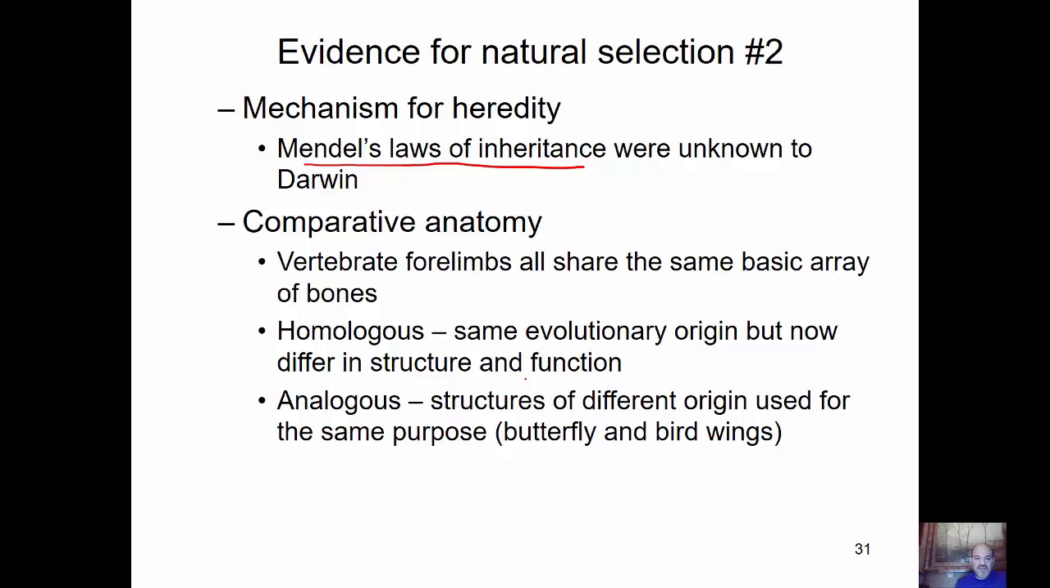Another bit of evidence is comparative anatomy. If we compare vertebrates, these are animals that have backbones like fish and birds and humans and dogs and whales, all these animals that have backbones, and you look at their forelimbs, which are like our arms, they're going to have the same basic types of bones. And I'm going to show a picture of that in a while, but the basic idea here is that with time, these bones have become modified to suit different functions.